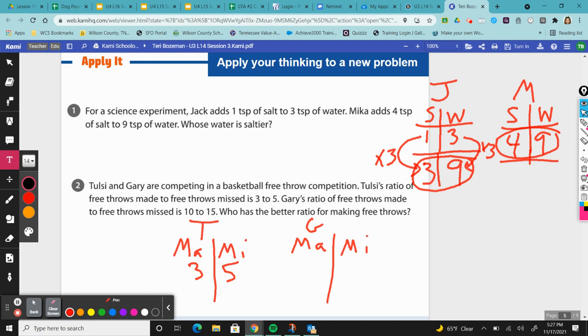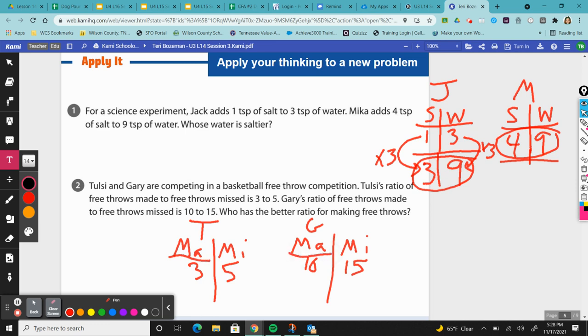So I have to find my ratios for each, right? That's my first steps here. Each time I found each person's ratios, right? We're dealing with people in all these problems. Gary's free throws made to missed is 10 to 15. Who has the better ratio for making? So we want the making to be what we're comparing.